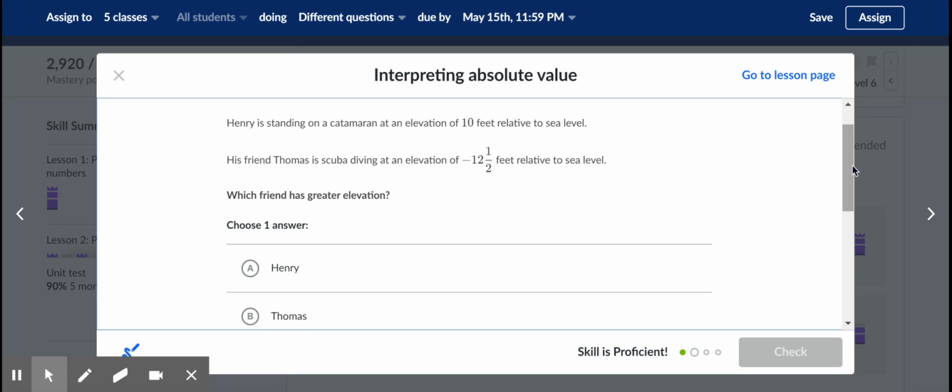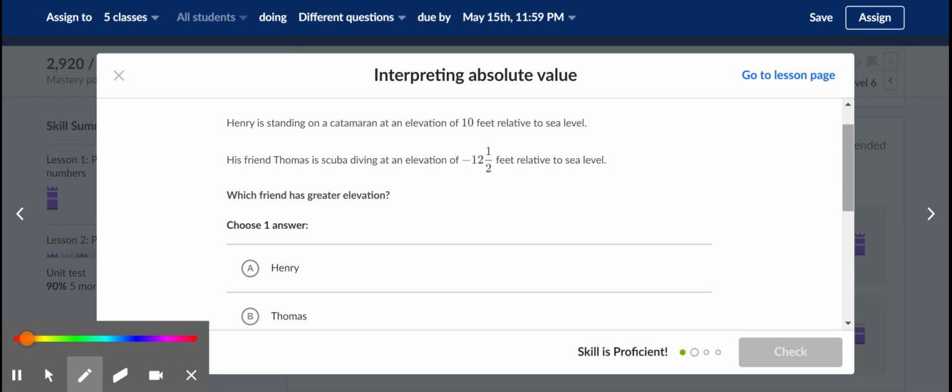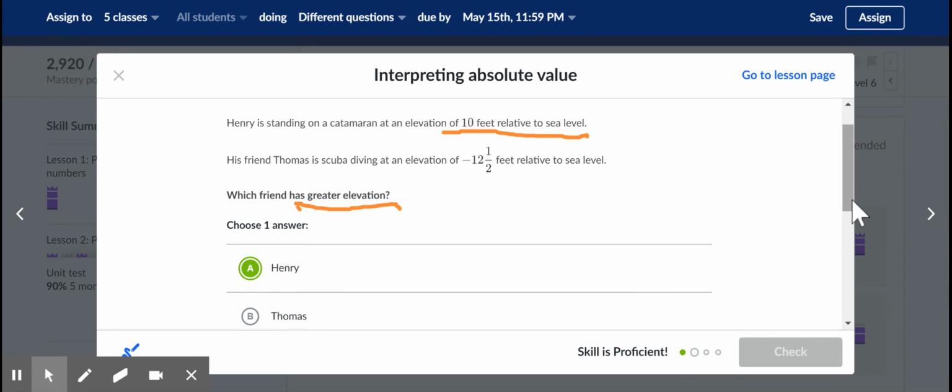Which one is actually higher up? So this is really just asking about the amount of elevation there is. So this doesn't have anything to do with absolute value. This is just how high up are they, which one's higher up. So because Henry is up to a positive level and Thomas is at a negative sea level, that would mean Henry has the greatest elevation.